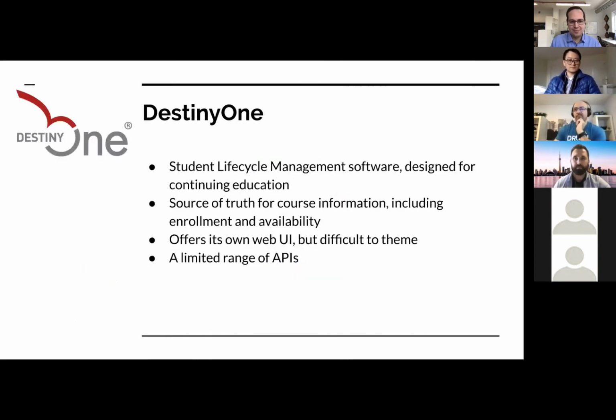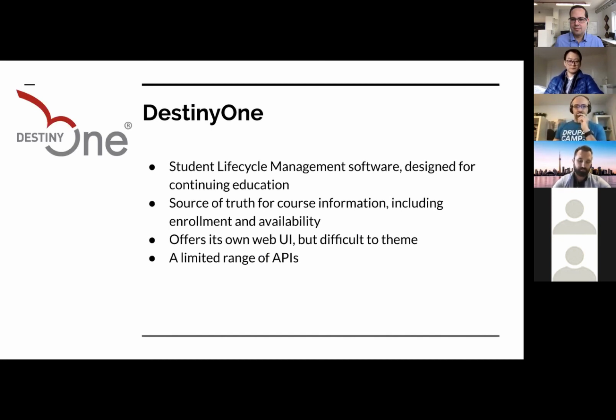So we mentioned DestinyOne, thought we would talk a little bit more about that. They describe themselves as a student lifestyle management software, but it really is purpose-built for managing data specifically for continuing education. And it has been the ultimate source of truth for course information, and particularly things like enrollment and availability data. It does have its own web UI that some schools have used, but we've talked to people that have tried to customize that and said that it's sometimes a frustrating experience.